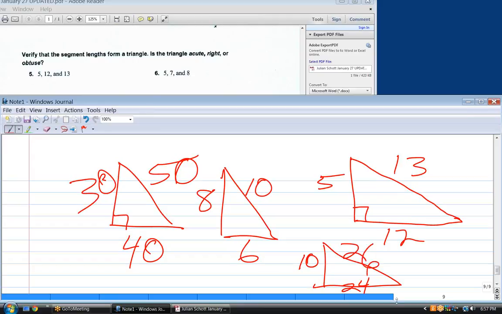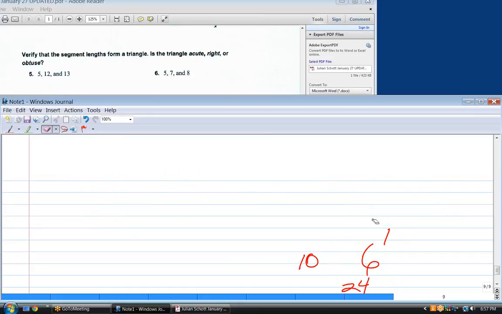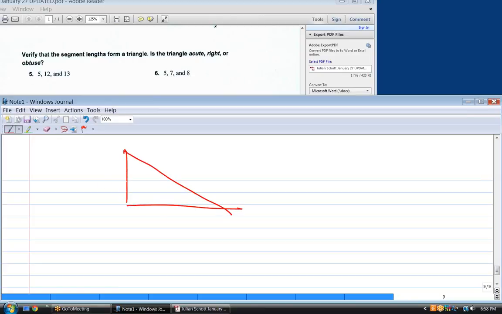Being able to recognize those two triangles, and just those two, is huge. Now let's examine number O. First of all, they wanted us to know, can this be a triangle, and is it acute, right, or obtuse? Well, I just told you it was right. So that's a right triangle for sure. Now let's look at the next one.